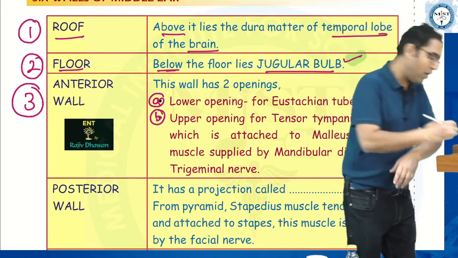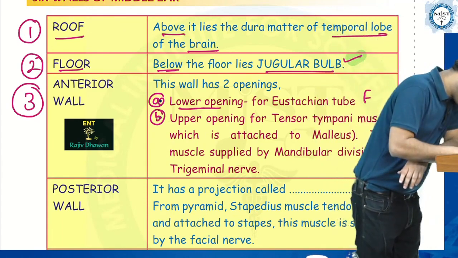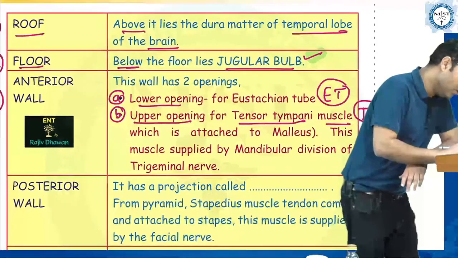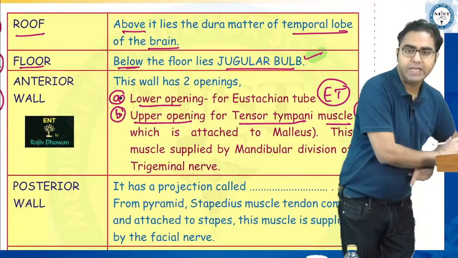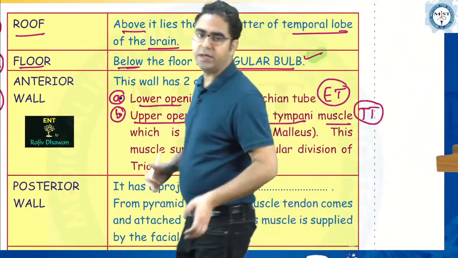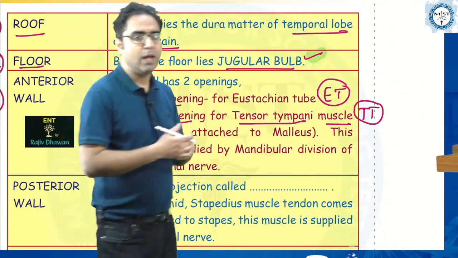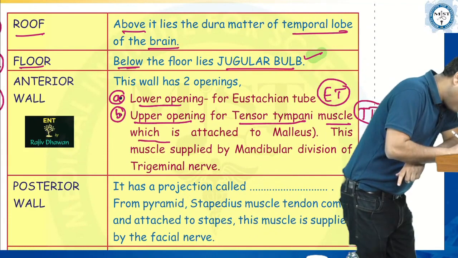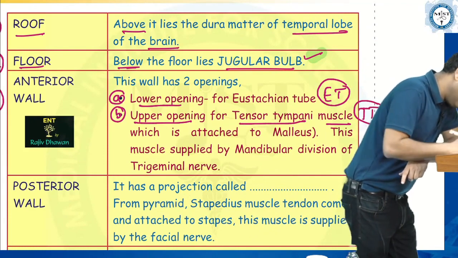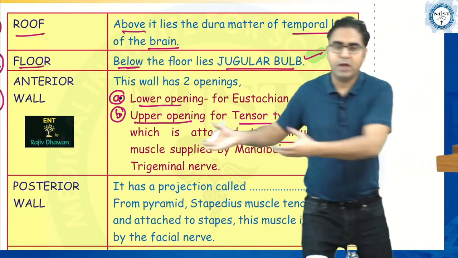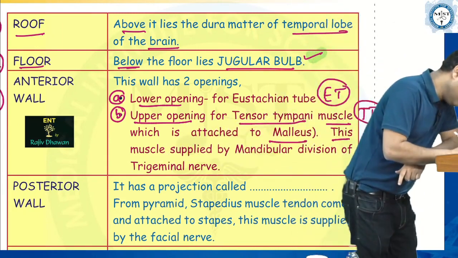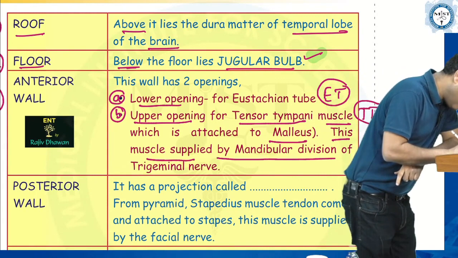Lower opening is for eustachian tube, ET. Upper opening is for tensor tympani muscle, TT. Write down ET, TT. Lower opening is for ET, upper is for TT. Upper opening is for tensor tympani muscle, which is attached to malleus, beta. Tensor tympani attaches to which ossicle? Malleus. And this muscle is supplied by mandibular division of trigeminal nerve.